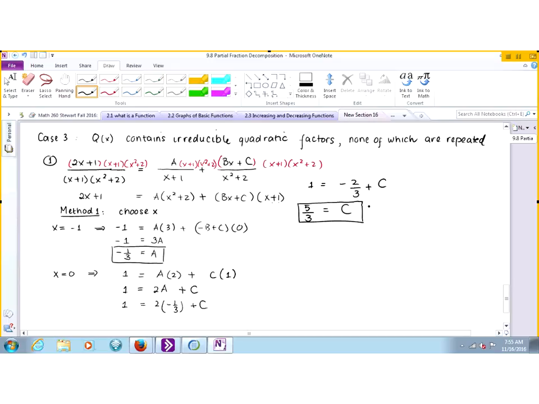Now what about b? What other x should I choose? x equals 1. Any x, because nothing else will cancel anyway, so whatever x is easy. When x is equal to 1, what do I have here? 3 is equal to a times 3 plus b plus c times 2. So 3 is equal to 3a plus 2b plus 2c.